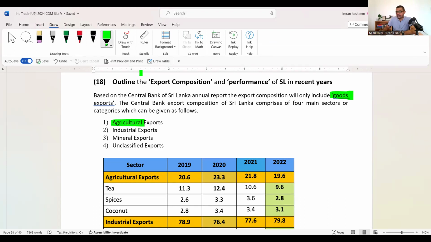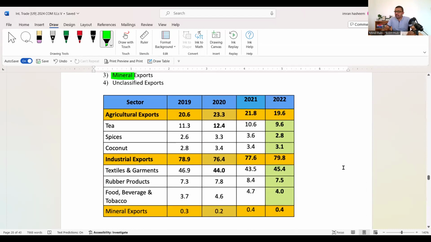The Central Bank export composition of Sri Lanka comprises 4 main categories. Mainly we focus on agricultural exports, industrial exports and mineral exports, 3 main areas. Then unclassified exports, which are exports that do not require a separate category, so we commonly group them into one area. We haven't classified them; they are small, insignificant values. If you look at the export structure of Sri Lanka, you can see under each main sector there is a sub-item that is dominating that sector. Those kinds of trends you have to see.